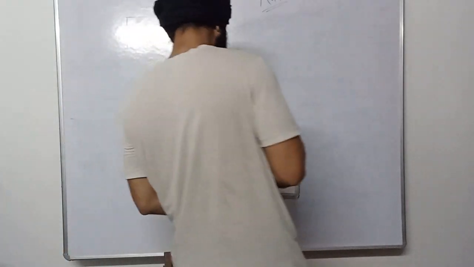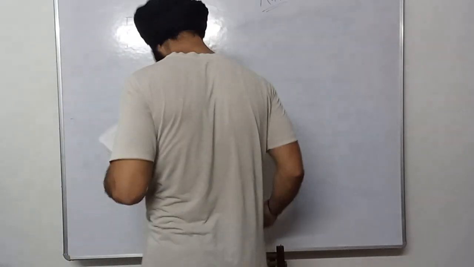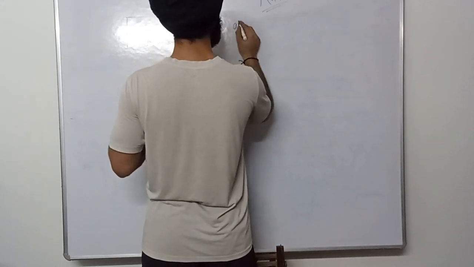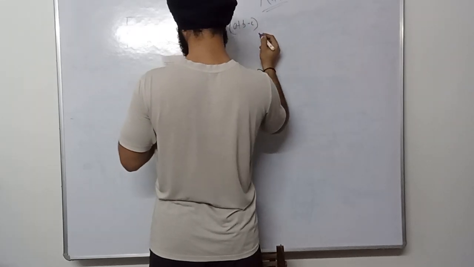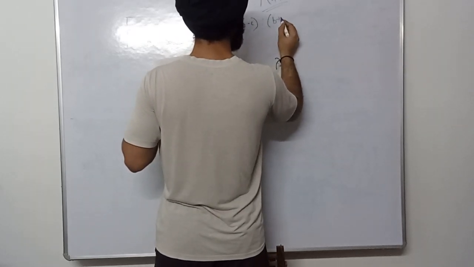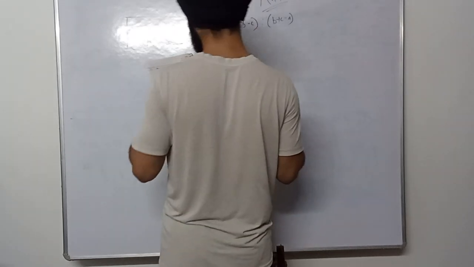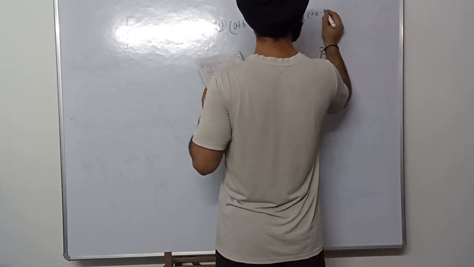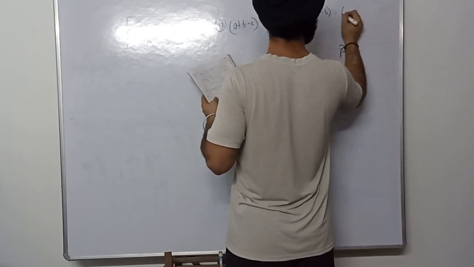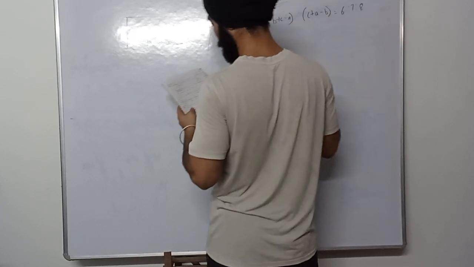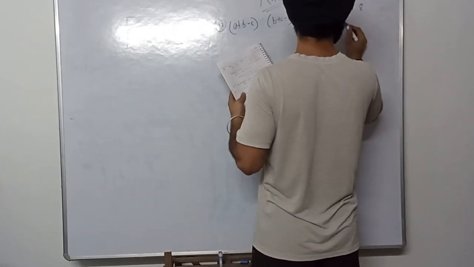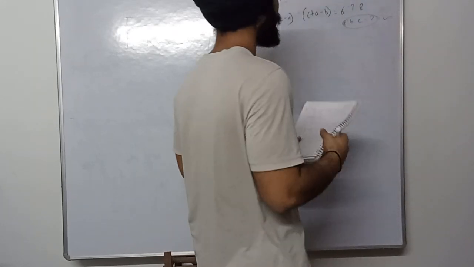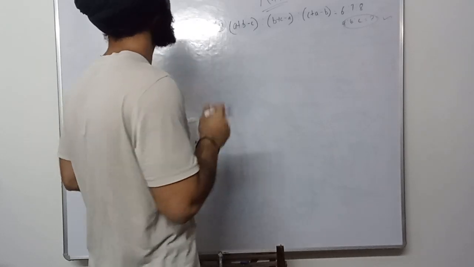Question number 12. If A plus B minus C ratio B plus C minus A ratio C plus A minus B is equal to 6 ratio 7 ratio 8, find A ratio B ratio C. We have to find A ratio B ratio C, and we are given this.